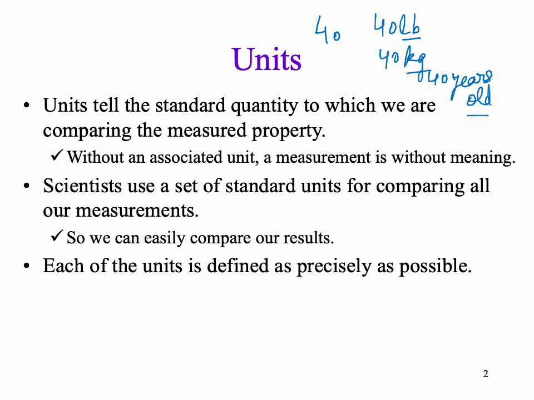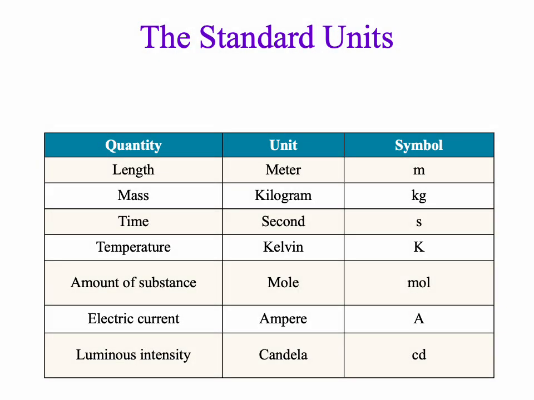So these are units. There are several measurements that are made, for example, length, weight, height. So all of these different measurements have different units. These are the standard units that are used. For instance, for length, the standard unit that is used is meter. Mass, the standard unit is kilograms.